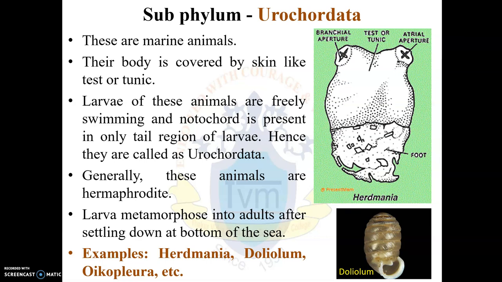Generally, these animals are hermaphrodite, means male and the female reproductive organs are in the same body. Larvae metamorphose into adults after settling down at the bottom of the sea. Examples are Herdmania, Doliolum, Oikopleura, etc. Herdmania and Doliolum are shown in the pictures.